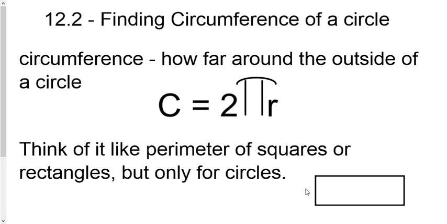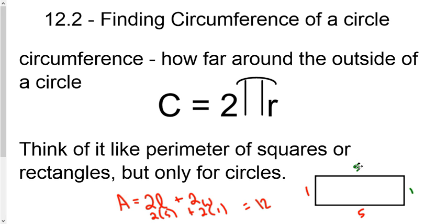If this was a 1 and this was a 5, we could use the formula P equals 2 times the length plus 2 times the width of the rectangle. Once you plug in the width and the length, 2 times 5 plus 2 times 1, that'd be 10 plus 2, that'd be 12. And that's the same thing as if we added up all the sides of it. This would be a 1, and this would be a 5, and 5 plus 5 is 10, and 1 plus 1 is 2. So again, we got the perimeter of 12 units.